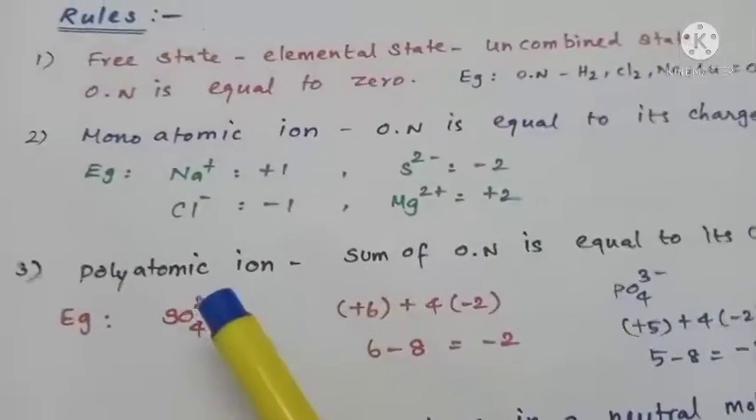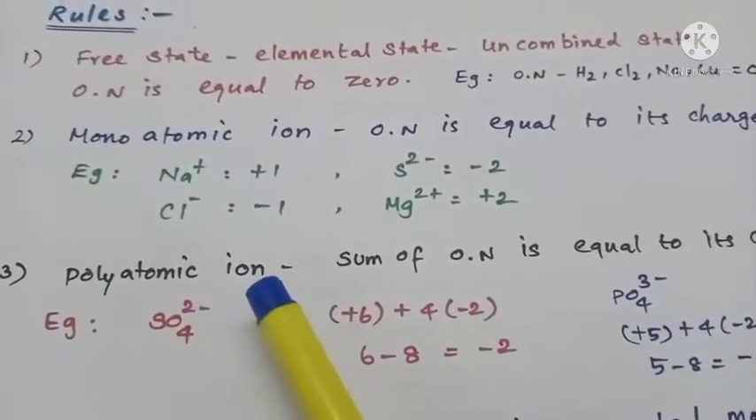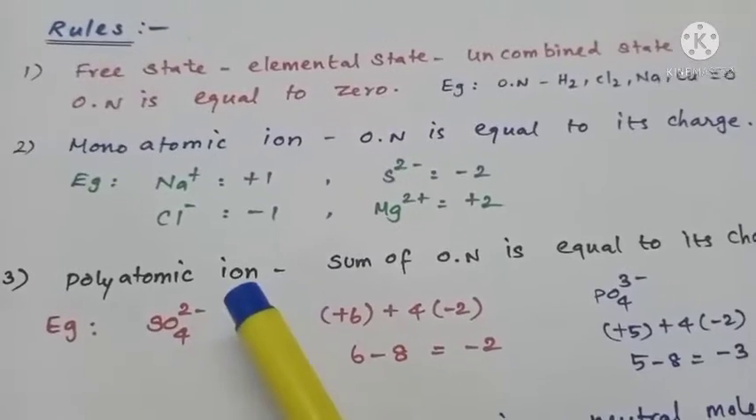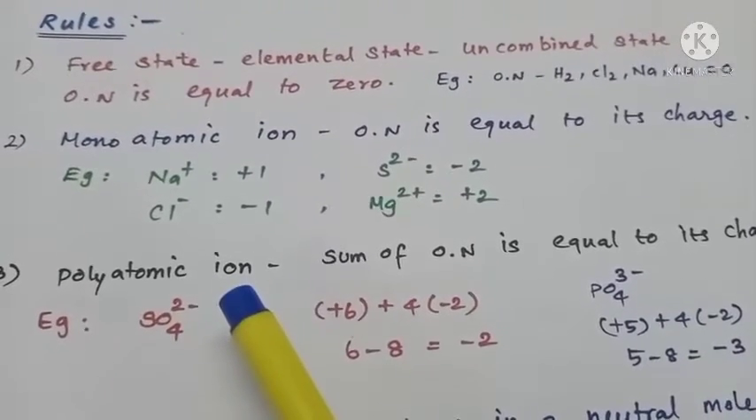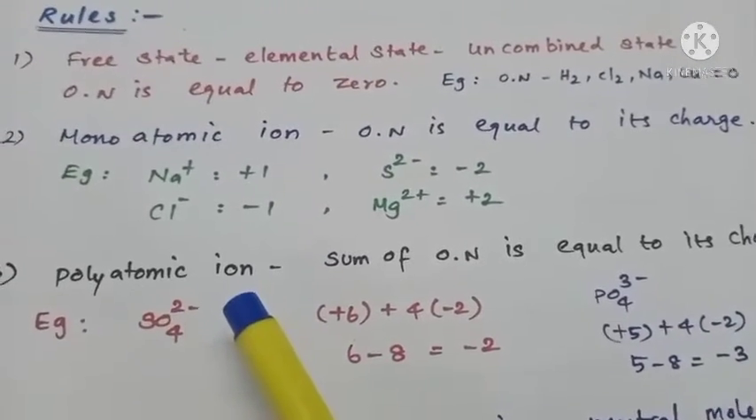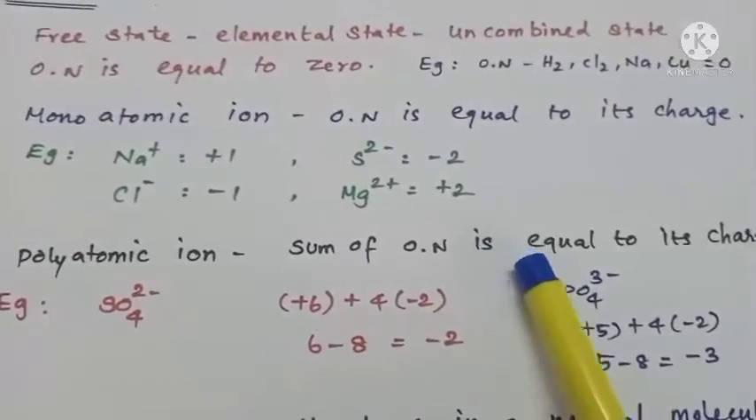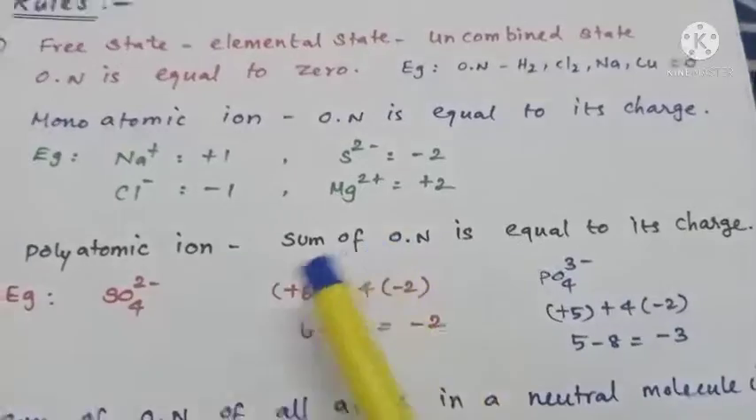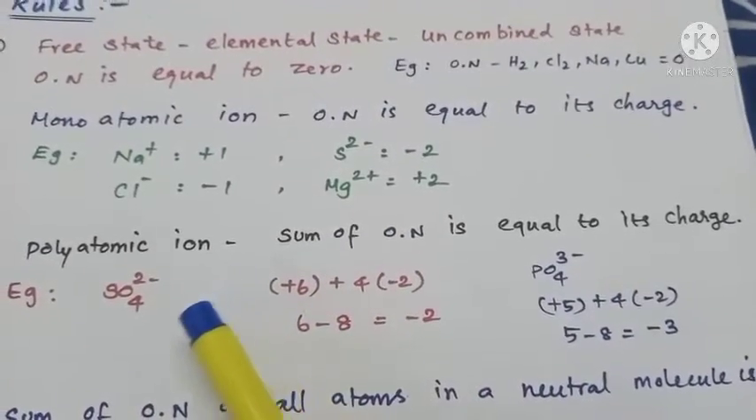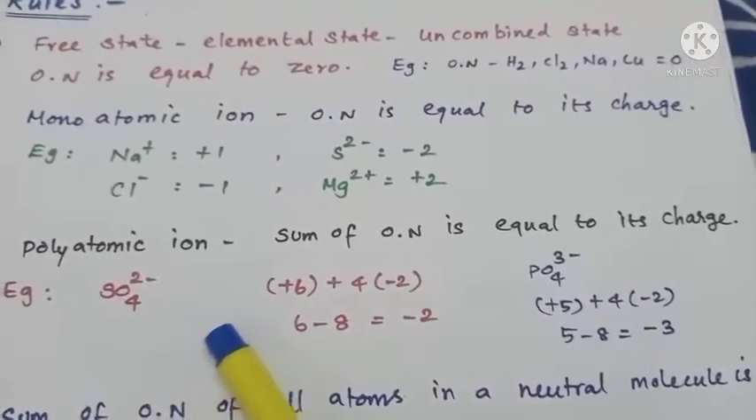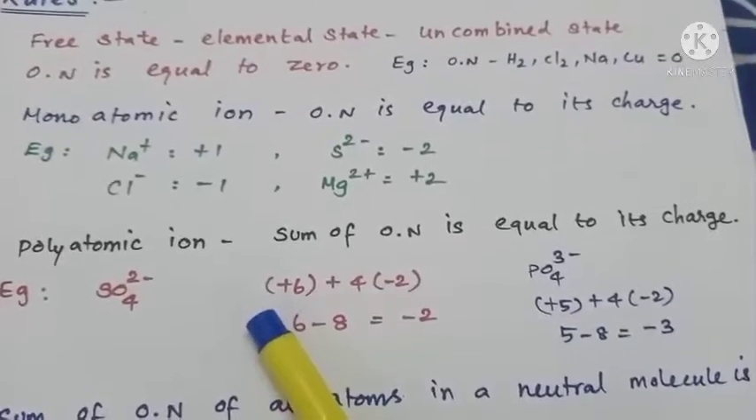Then the third rule: in the case of a polyatomic ion, which is made up of more than one atom, the summation of the oxidation numbers of all the atoms is equal to its charge. If we add the oxidation numbers of all the atoms together, that will be equal to the charge it carries.